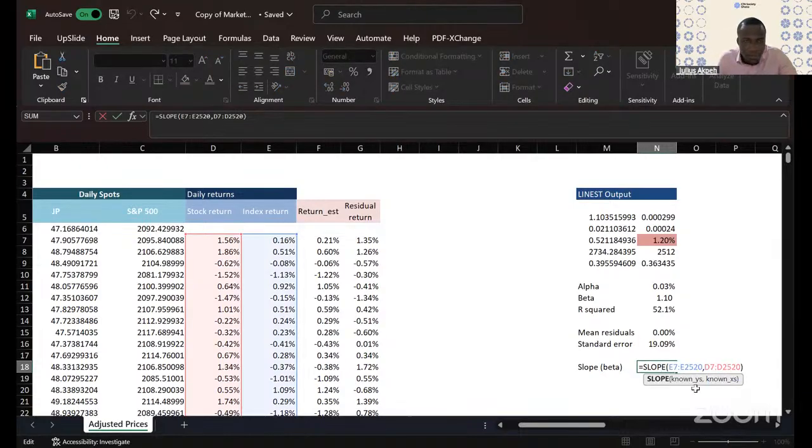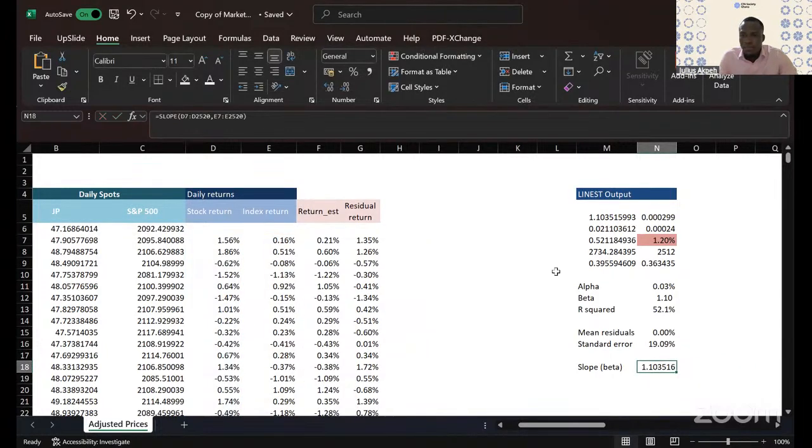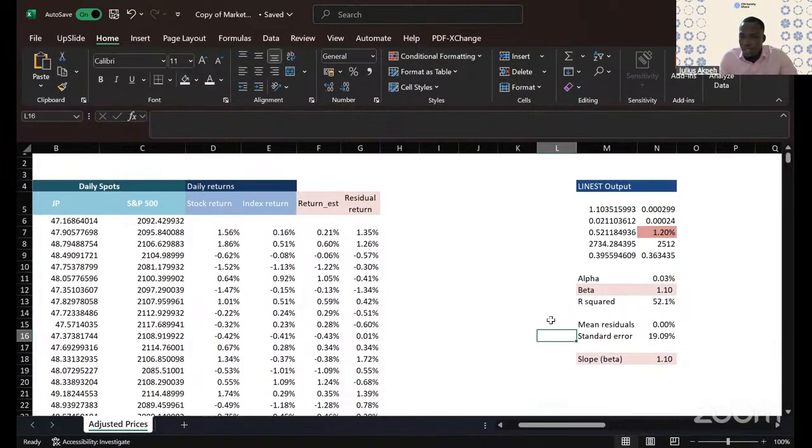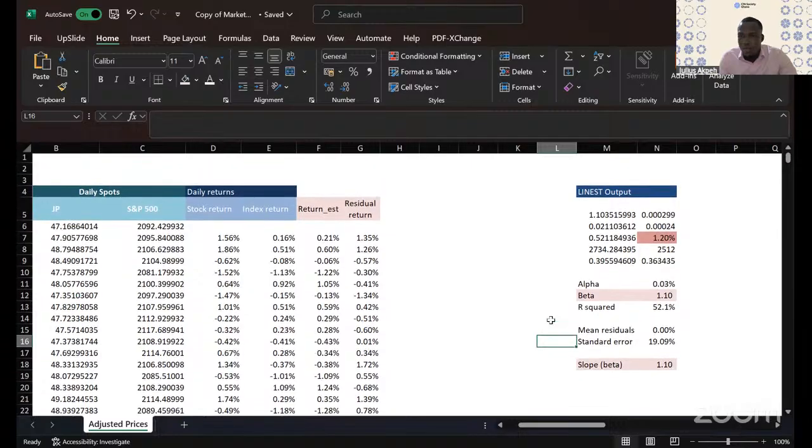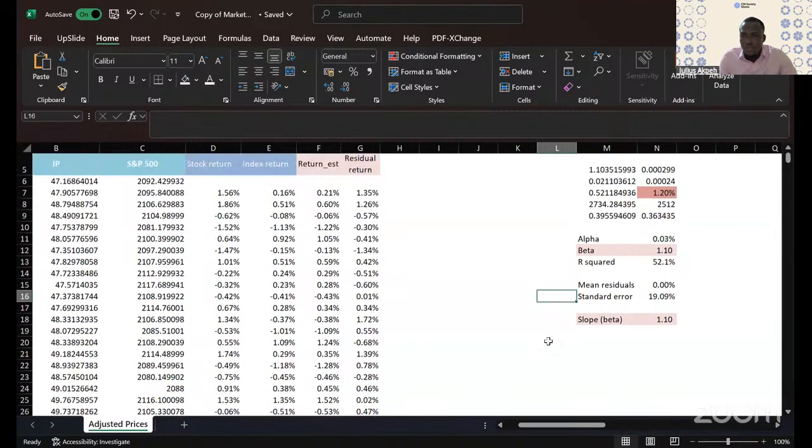Known y? No, I think there's a misplacement. So I move this rather here, and I move this here. Yeah, so I got the same thing. So if you look at the beta I've estimated here, this is the beta produced by the LINEST function, and this is the beta calculated by the SLOPE function. And I want to use one more methodology to calculate the beta. The methodology I want to use is this.